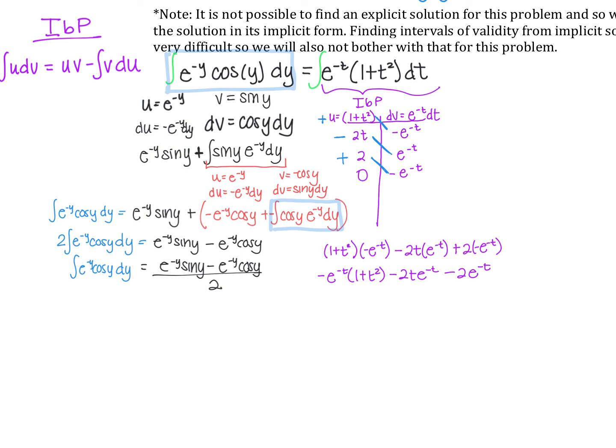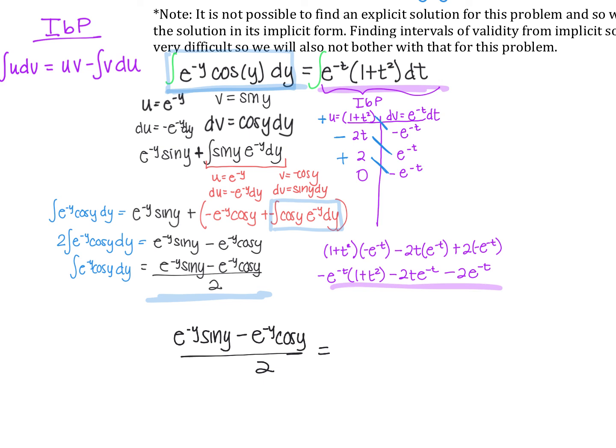Now, this side of my antiderivative is right here. This side of my antiderivative is right here. So this is my final answer. I have e to the negative y sine y minus e to the negative y cos y over 2 equals, did this have an initial value? Oh gosh, dang it. Here I was thinking I was done. We're not done. It looks so pretty because I forgot the plus c.